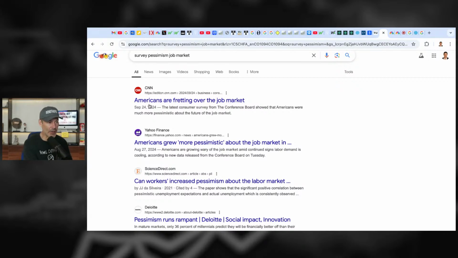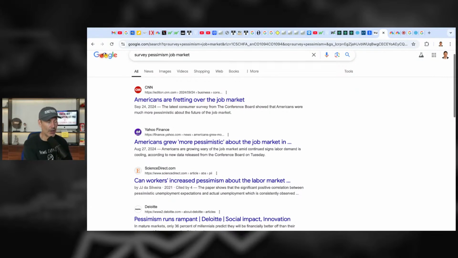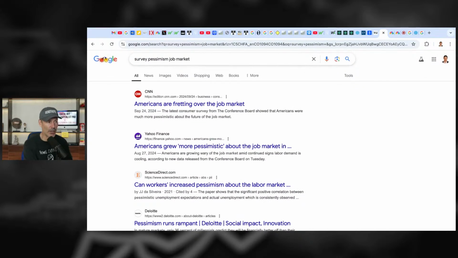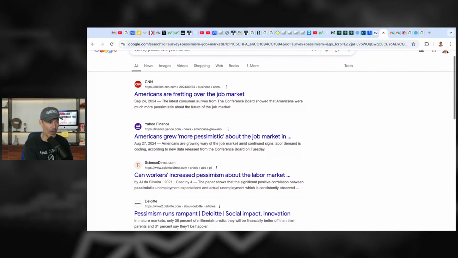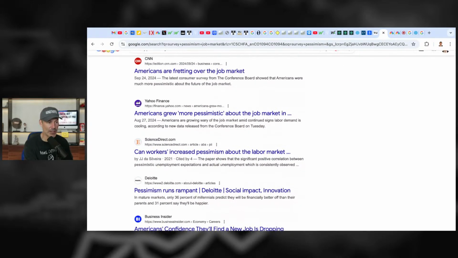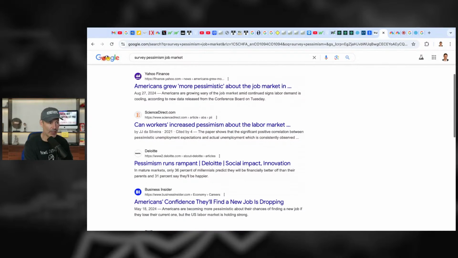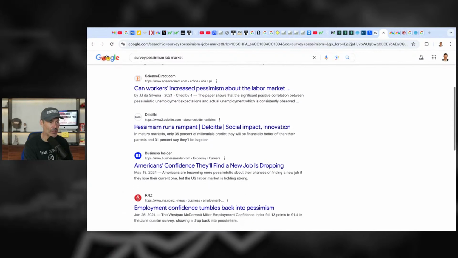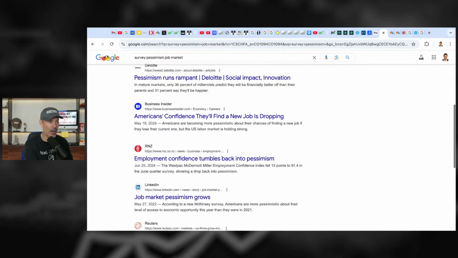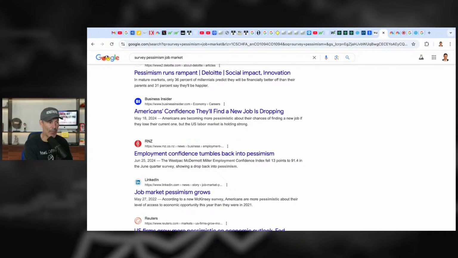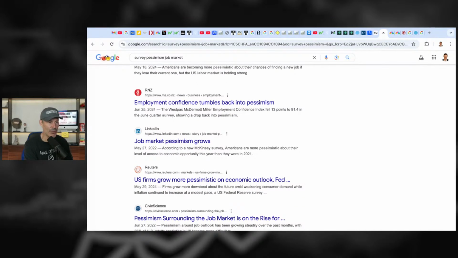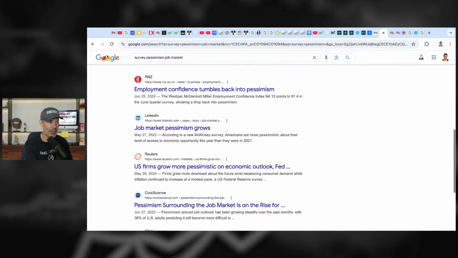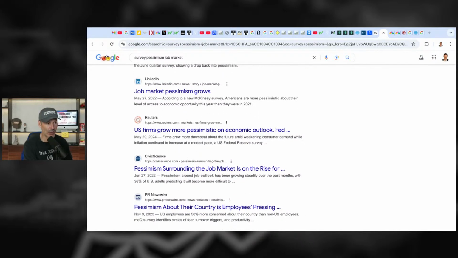So look at these headlines. I'm not going to click on the actual articles. And editor, for tomorrow, what I'm Googling here is survey pessimism job market. CNN, Americans are fretting over job market. Yahoo, Americans grow more pessimistic about job market. Science Direct, can workers increase pessimism about the labor market? Pessimism runs rampant about the job market. Americans' confidence they'll find a job is dropping. Unemployment confidence tumbles back into pessimism. LinkedIn, job market pessimism is a little old. Or no, I'm sorry. Forget that. That's way back to 2022.